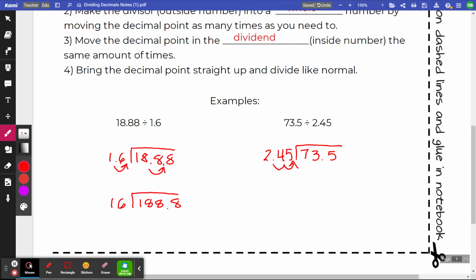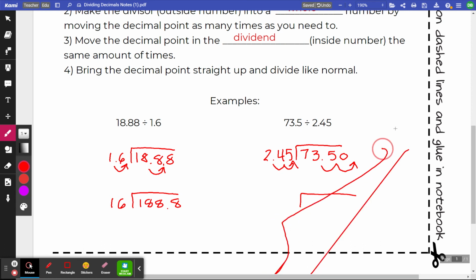All right, let me do the second one. I moved the decimal in 2.45 twice, so I need to do the same thing with 73.5. Even though there's no numbers to move it around, I'm still going to move it twice. And if there's an empty space, I am just going to stick a 0 in there. So let me rewrite the problem.